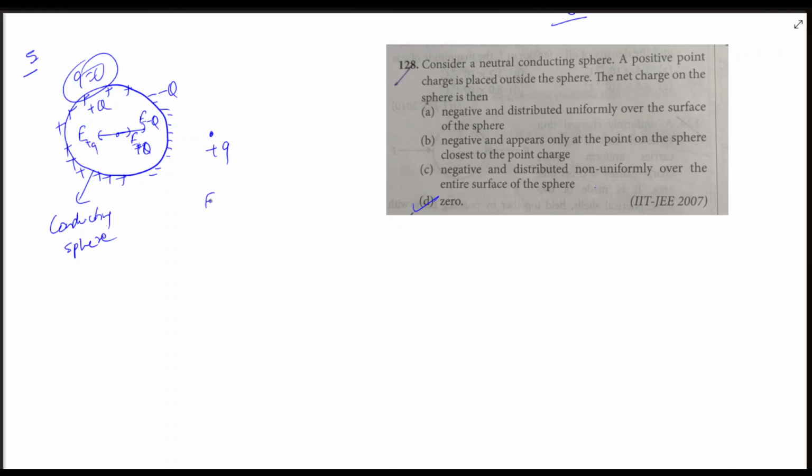So we have studied that E due to plus q will be equal to E due to plus q plus E due to minus q, right? That is how the electric field inside a metallic cage will always be zero if there is no charge inside. We have studied this also, but this is an extremely easy question. The sphere will have a zero charge, right? Simple. Let's move on to the sixth question.